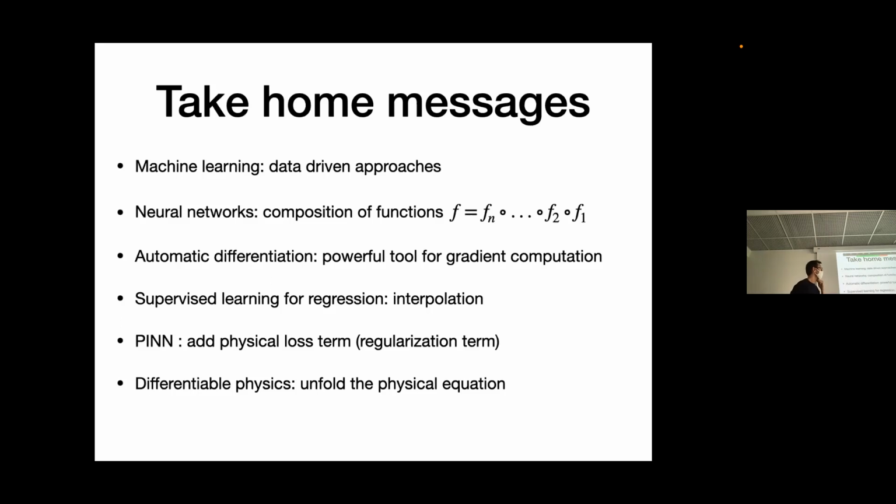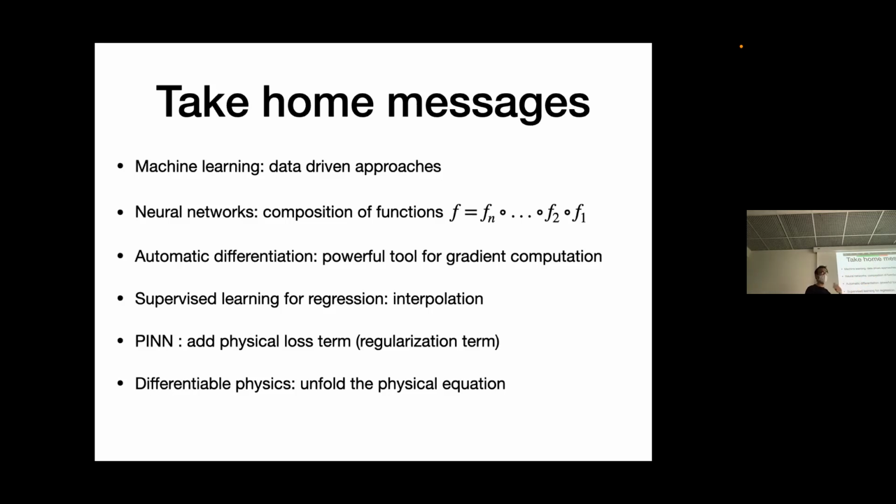So to sum up this lecture, when we look at machine learning, it's really data-driven approaches. We've seen that with the regression problem. You just look at the data and try to fit a function on your data. The key thing to know about neural networks is that they are really popular because they are a composition of functions. So you have to keep in mind that what we are doing in regression, for instance, is just an approximation problem, and we split it into very small functions. Automatic differentiation, of course, is a very powerful tool to compute the gradients. It's not only for deep learning. You can use that everywhere.